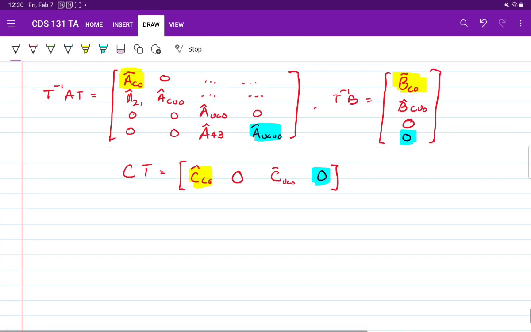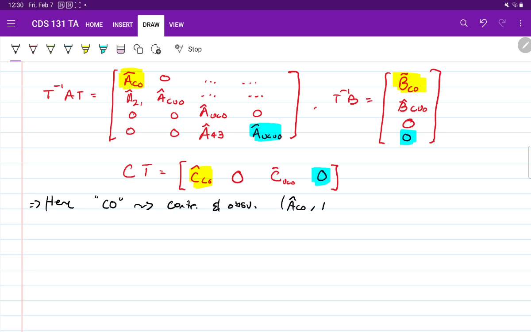Okay. So here, like I said, CO is controllable and observable, okay? So we have ACO hat, BCO hat is a controllable pair, and ACO hat, CCO hat is an observable pair, and so on, okay?